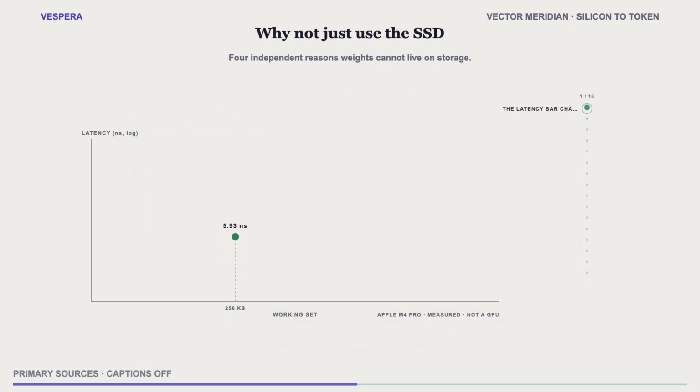So here's the question this act was built to answer. And it is the one people ask most often, usually in a slightly indignant tone. My SSD is fast. It is a terabyte. VRAM is 80 gigabytes and costs a fortune. Why can the model not live on the SSD?